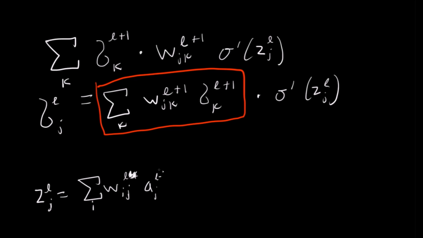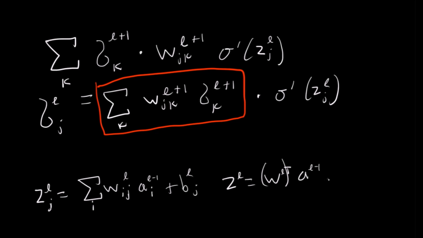Let's get rid of this actually, because I want to keep this consistent. Times a^(L-1)_i plus b^L_j. Sorry, this should be an I. Plus b^L_j. Okay, and we remember that the matrix form of this was simply the transpose of the weight matrix times the activation matrix plus the bias matrix.